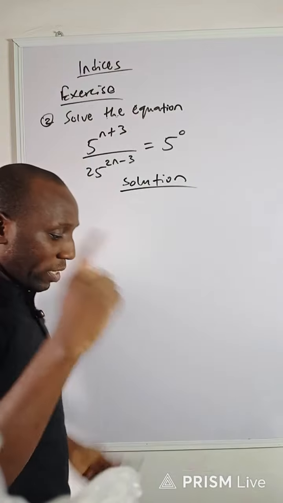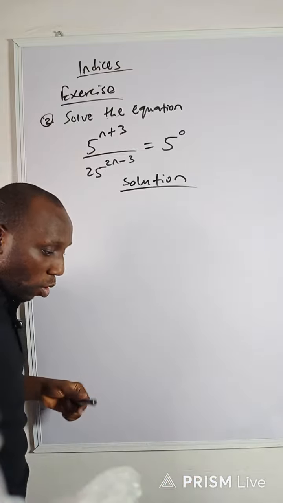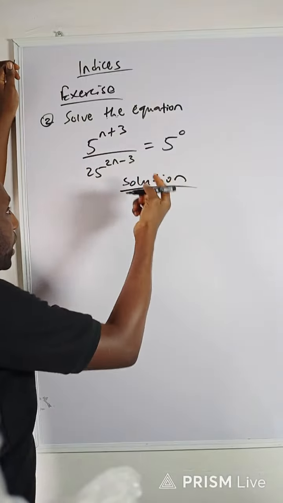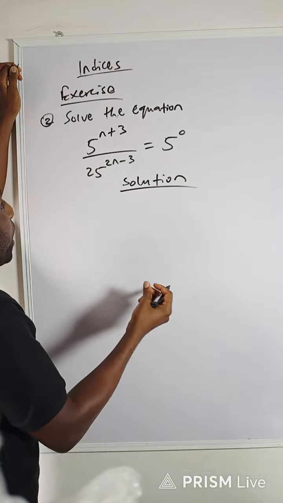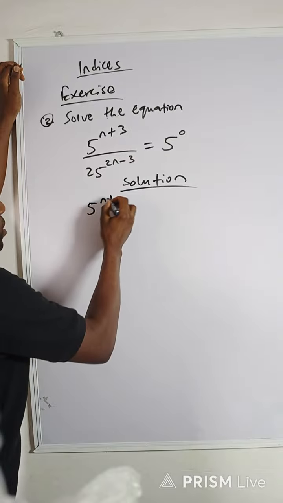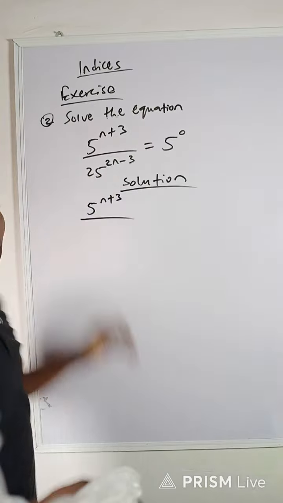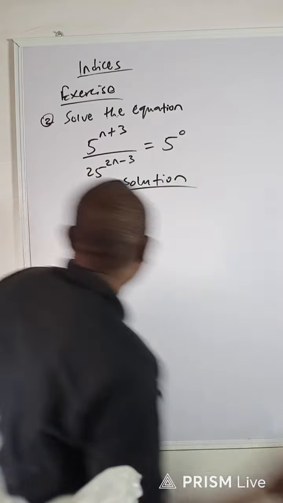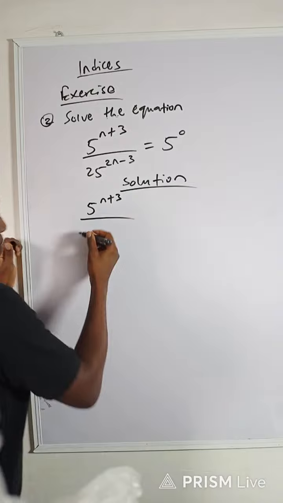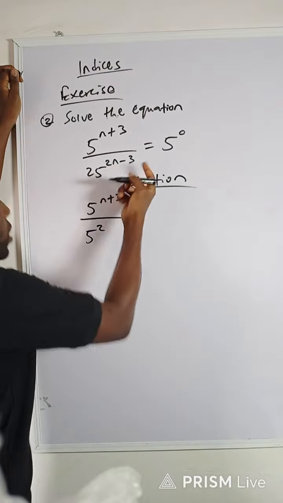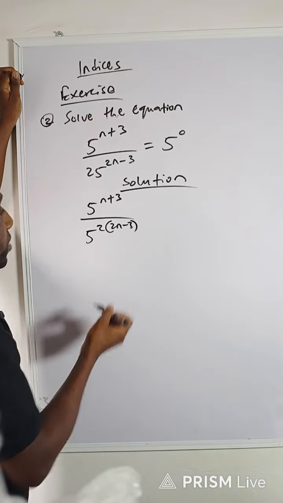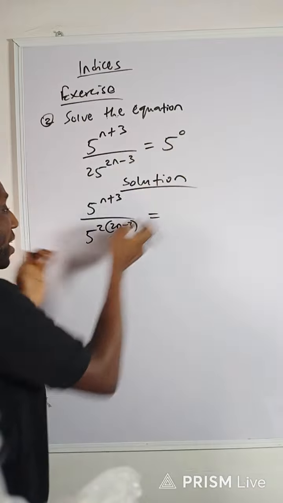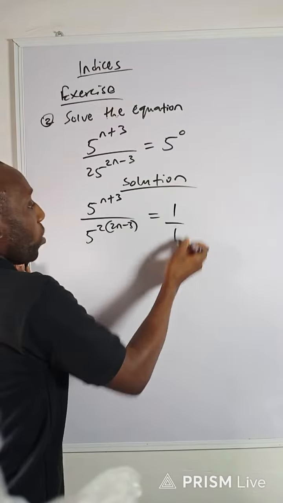Okay, so let's see which one is correct. Is n 3 or -3 or 4/3? Which is it? So let's start. 5 raised to n plus 3 over 25. I can write 25 as 5 to the power of 2. Then I have 2n minus 3. You see that? Is equal to 5 raised to the power of 0, which is 1. Just write 1 here. We can write 1 over 1.